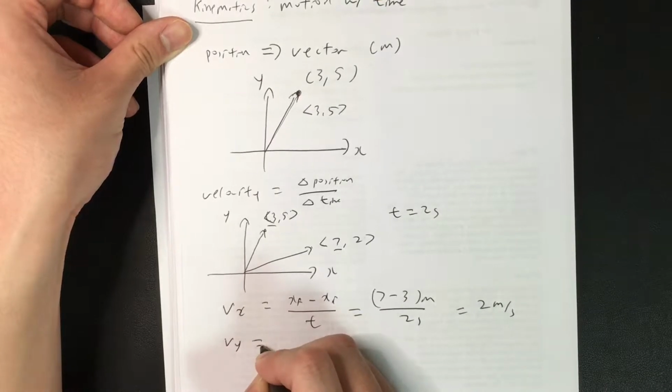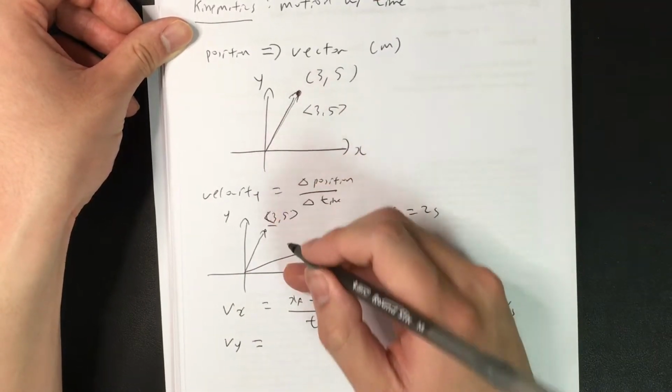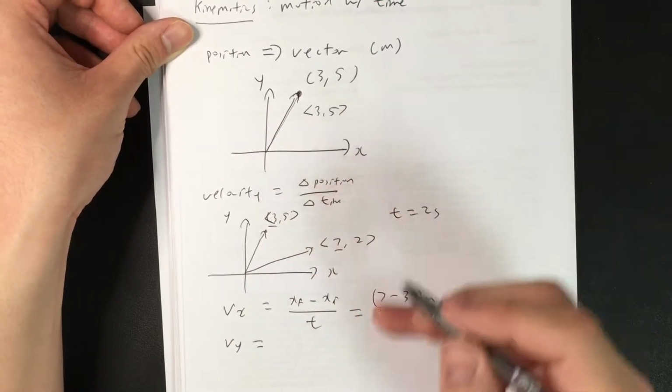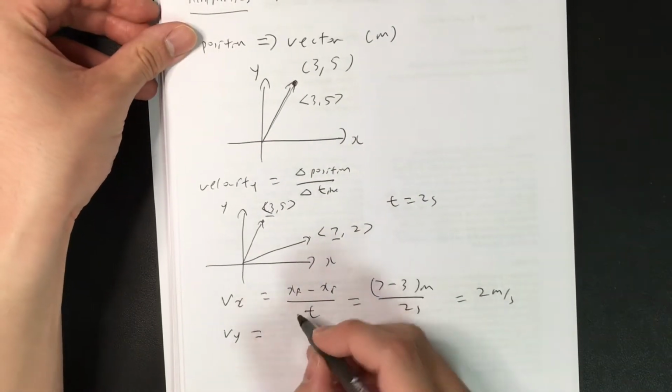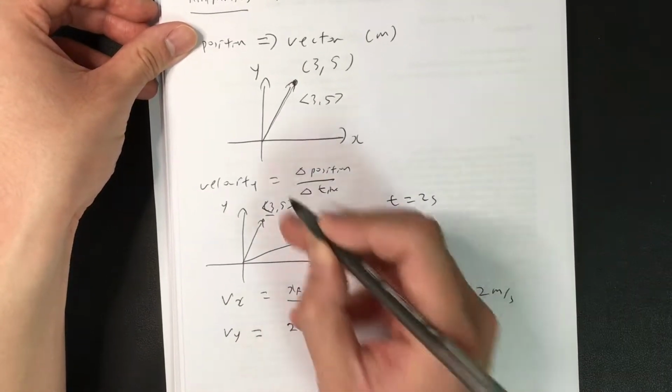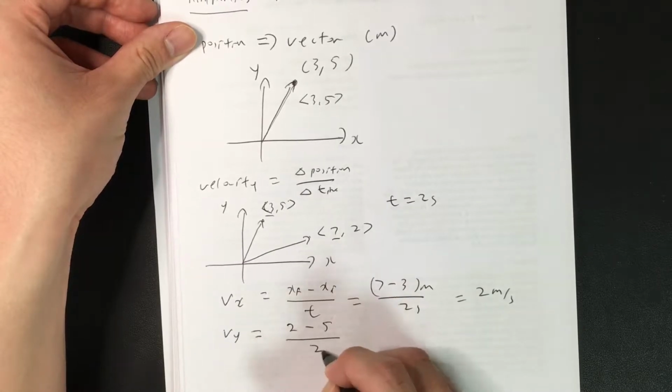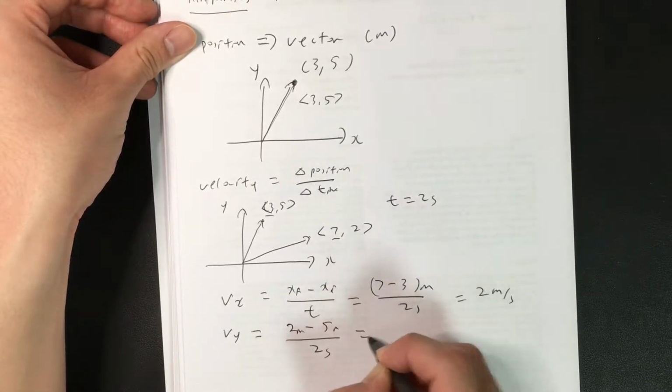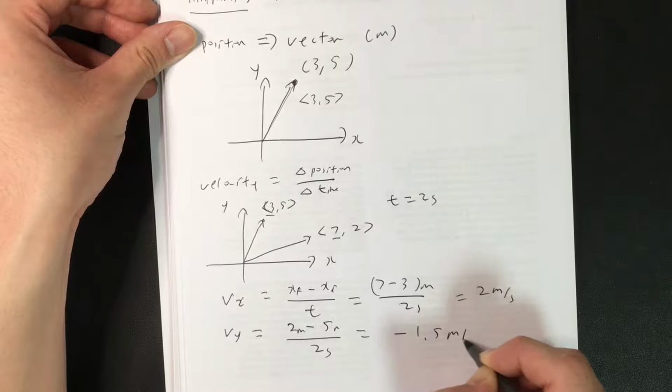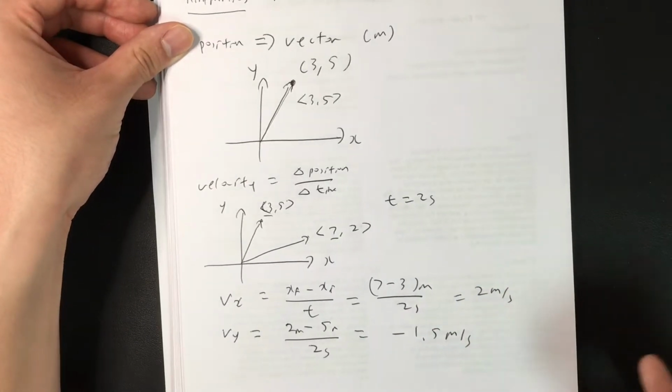And velocity along the y direction, since it moved down, is going to have a negative y velocity. This is because the final y position was 2 and the initial y position was 5, divided by 2 seconds, which would be negative 1.5 meters per second.